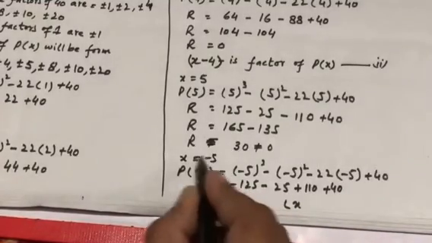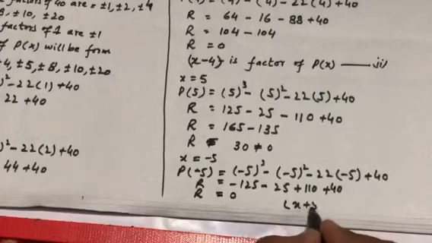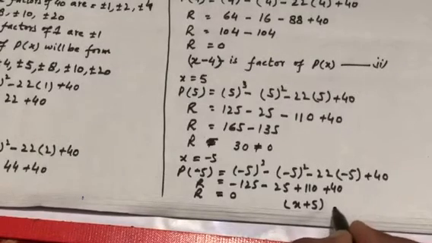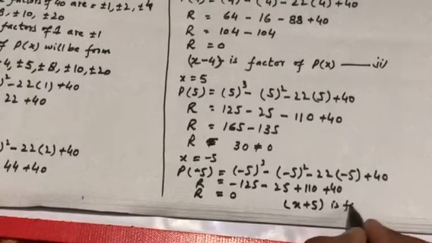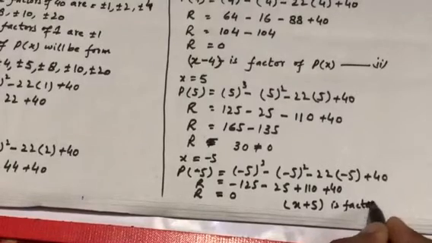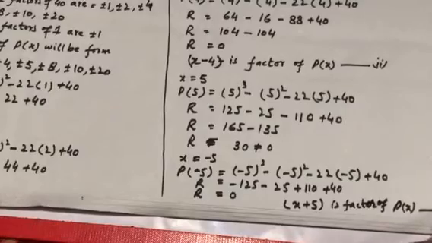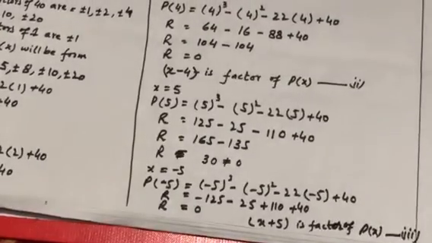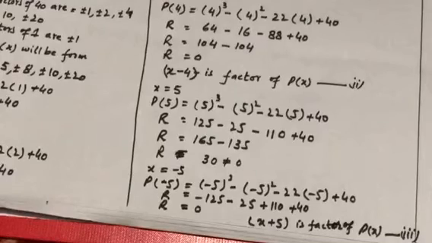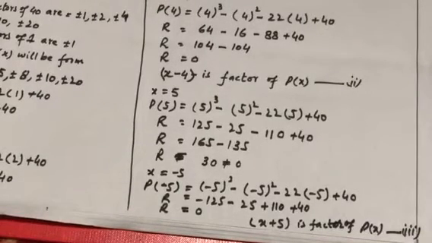So the next factor is x. If we shift minus 5 to the right hand side, it becomes x plus 5. So x plus 5 is the factor of p(x), and it is the third factor of the given polynomial. So in this way we have found the three factors of the cubic polynomial.